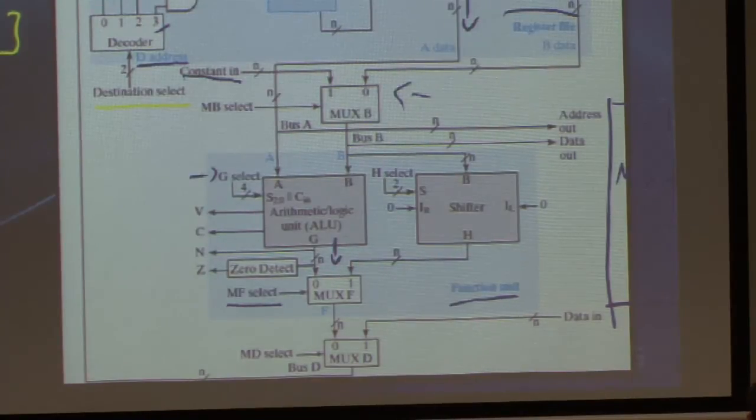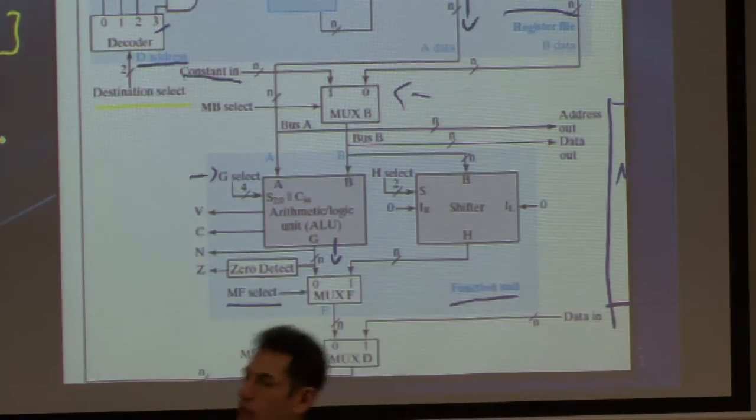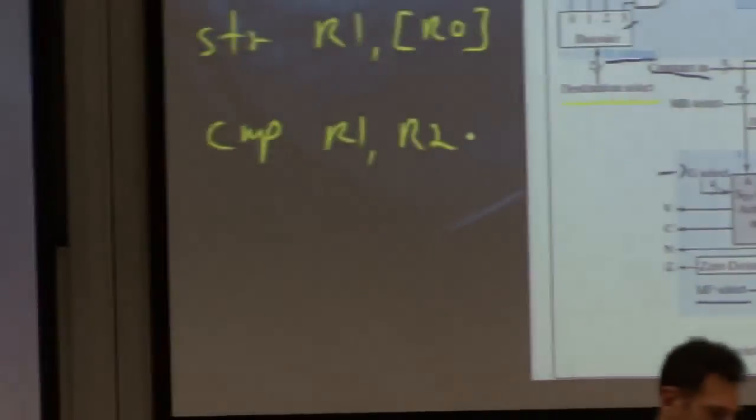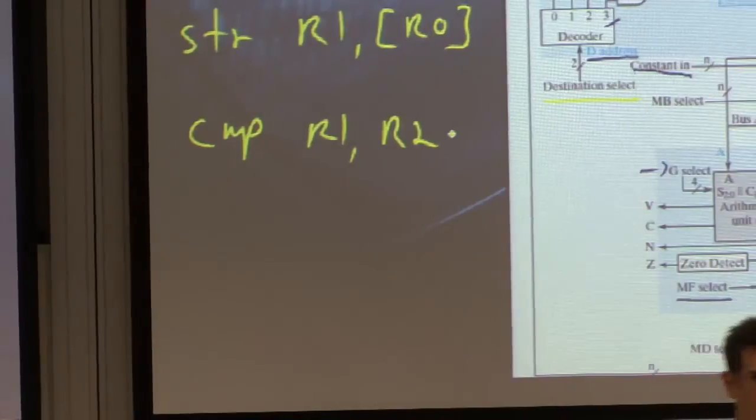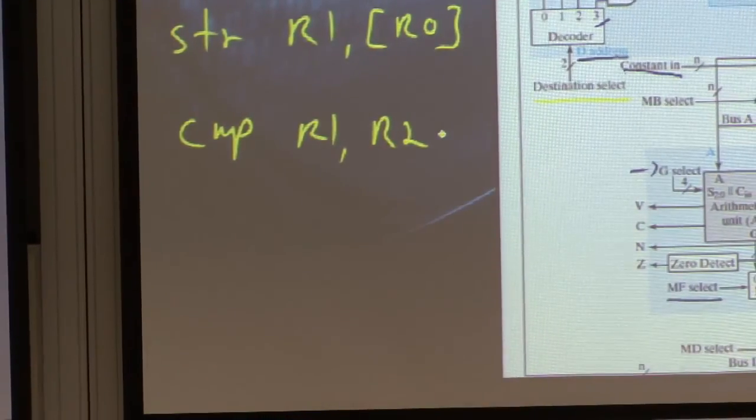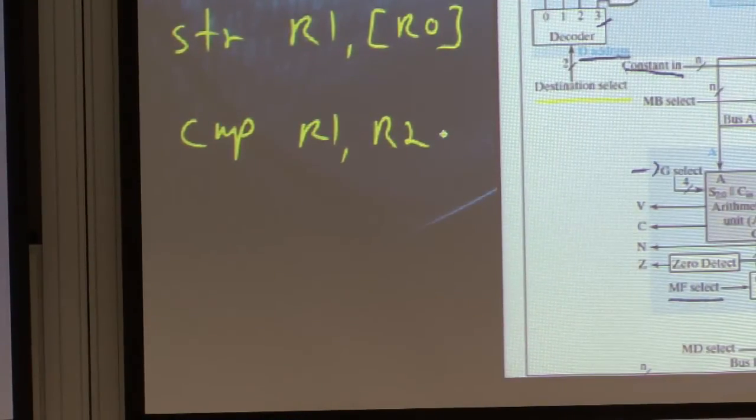The last example that I want to give you is a CMP, a compare instruction. And what it says here: compare R1 to R2. Now this is very vague. Handouts, handouts, handouts.